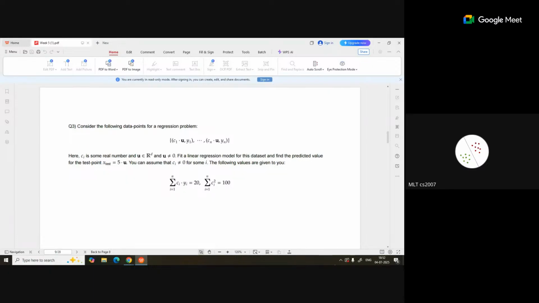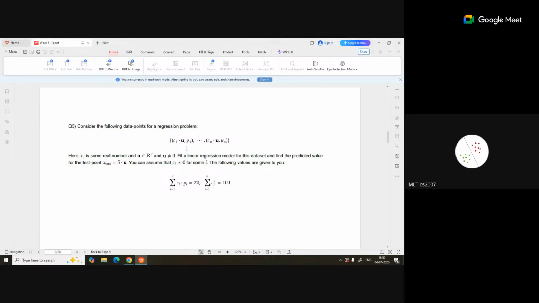I think U is same for each of them. Is it a linear combination? Yeah, because everything U here is same across the data points. So what you can think from here is that all the data points are on the same line. Is that fine? Okay, sir, so C1 is just a constant, some real number, and C1, C2, C3 might be different, but U is same.